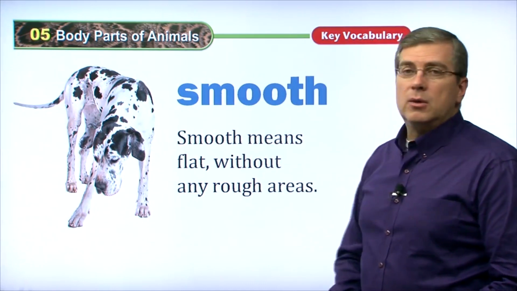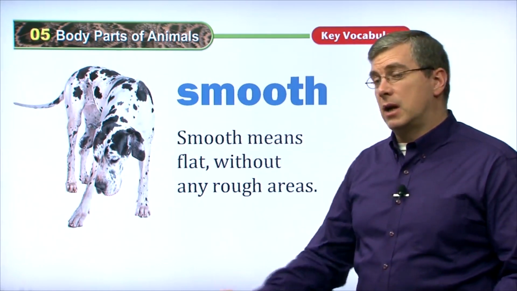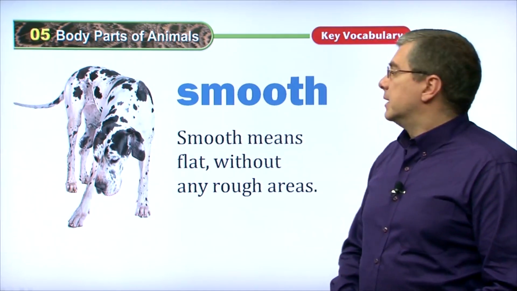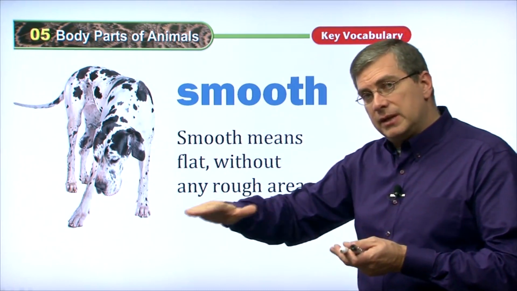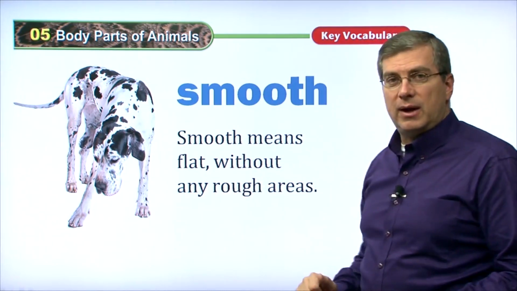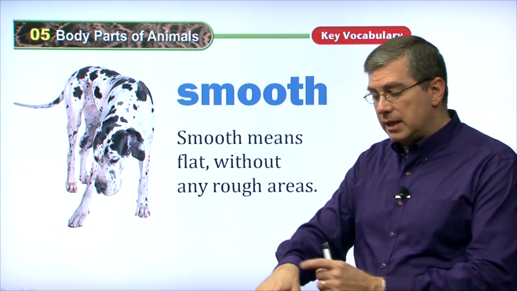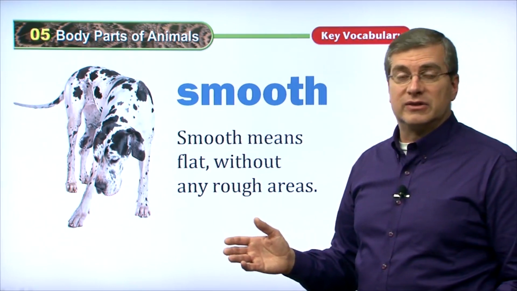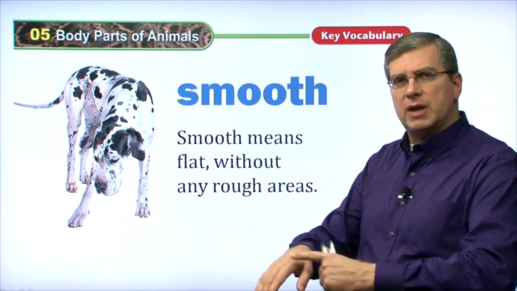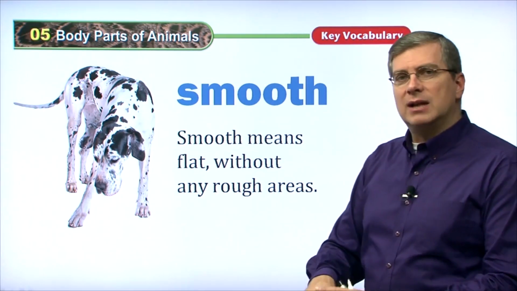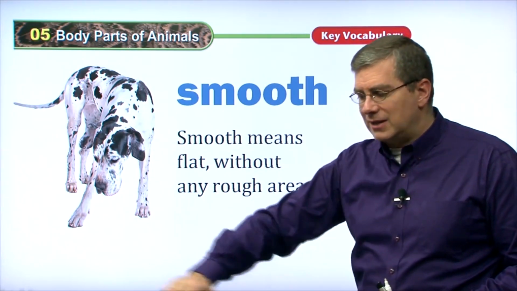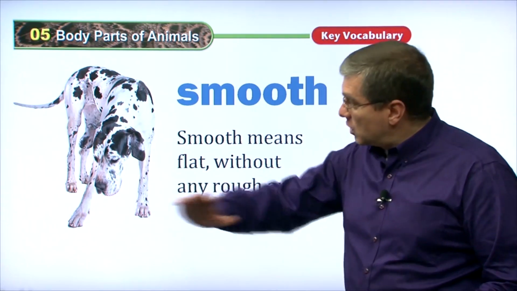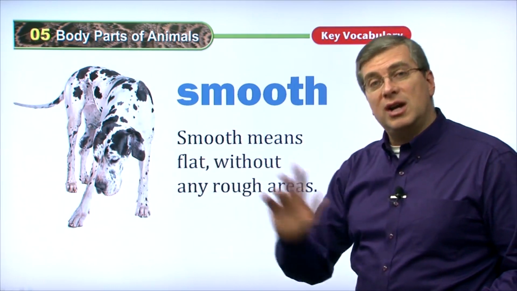Now, let's talk about some other words associated with different body types. Smooth, right? What does smooth mean? Smooth means flat. So if something is smooth, it's flat, without any rough areas. I just said human beings have soft, smooth skin, right? Alligators don't have smooth skin. It's rough. It's got a lot of bumps on it. It's not flat, and it's not easy or nice to touch. It's rough, okay? If you look at your dog, if you have a dog, you can pet your dog. The dog's fur is very smooth.